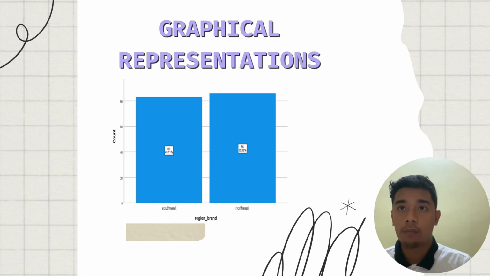To draw an OGIVE to represent the age, several steps are required. The first step is to create a table of frequency distribution. The table must include cumulative frequency as a vertical scale or y-axis.